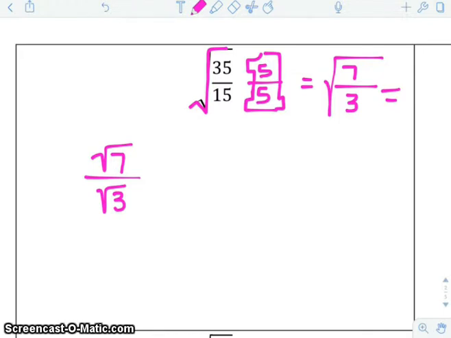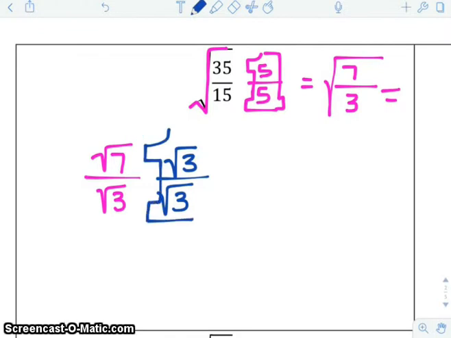However, I cannot leave a radical in the denominator. So what I do is I multiply the top and the bottom by the bottom radical. I'm going to multiply the top and the bottom by radical 3 because radical 3 over radical 3 is really just 1. It's really just a giant 1. Remember that when I multiply by 1, I don't change the value, I just change the appearance.